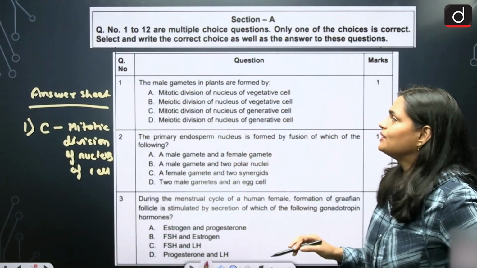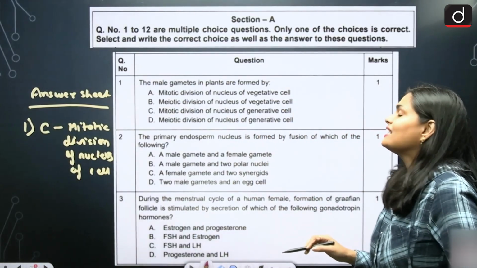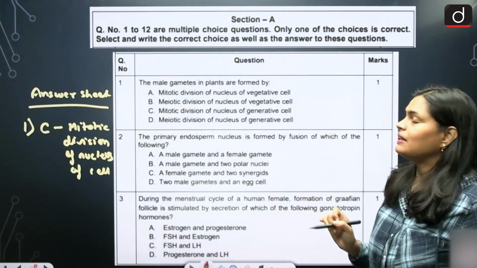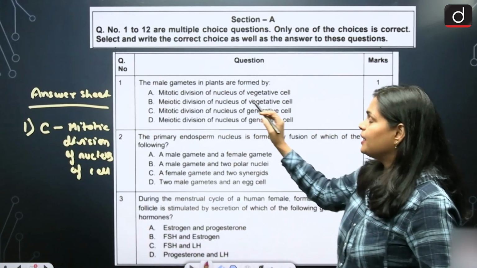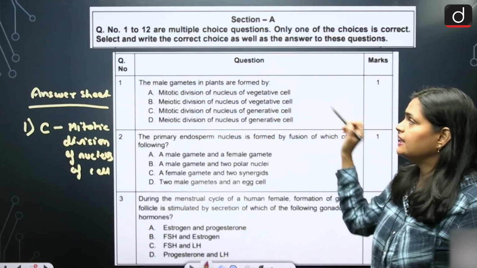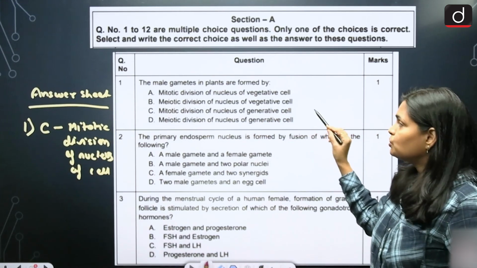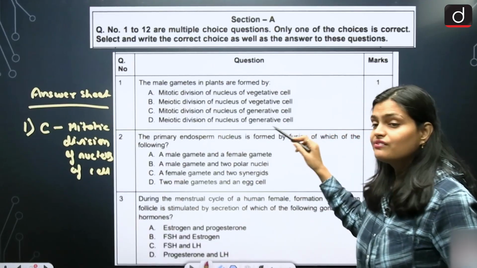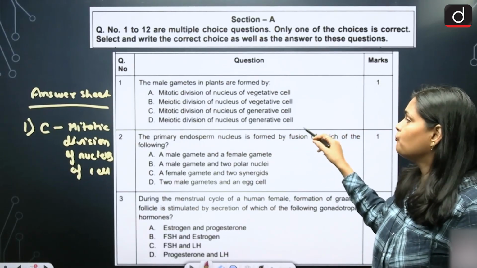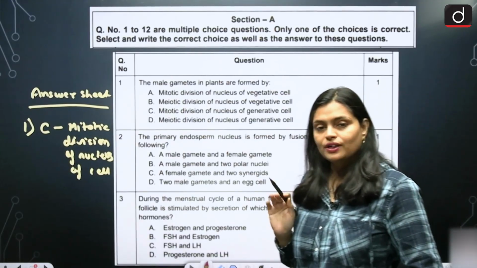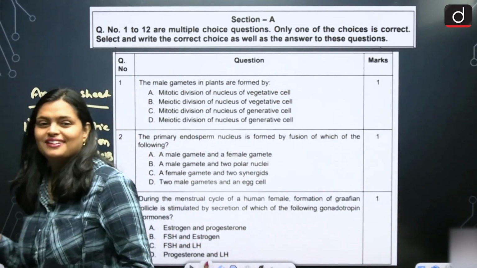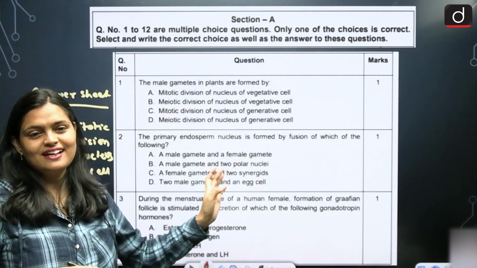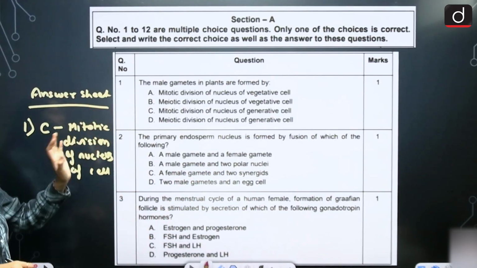So this is the first question. The male gametes in plants are formed by: mitotic division of nucleus of vegetative cell, meiotic division of nucleus of vegetative cell, mitotic division of nucleus of generative cells, and meiotic division of nucleus of generative cells. So what is the correct answer here? See, in the flow I have already told you the correct answer, but let me explain this question first of all.